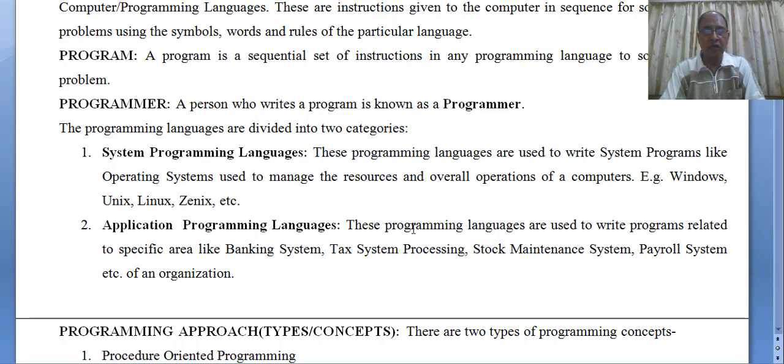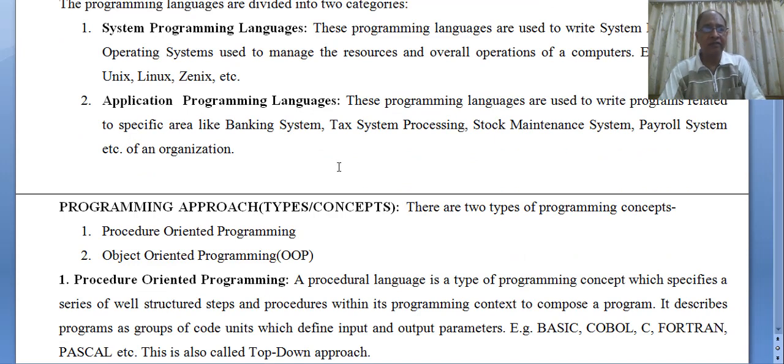Application programming languages. These programming languages are used to write programs related to specific areas like banking system, tax system processing, stock maintenance system, payroll system, etc. of an organization. So these application programming languages are the languages like Java, like C++ can also be used for that purpose. Earlier we used to have COBOL to build these types of applications. Now we are having Python and many types of languages which are used for application programming. There are thousands of languages for programming applications.